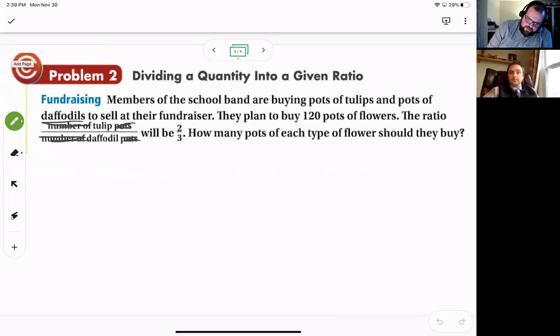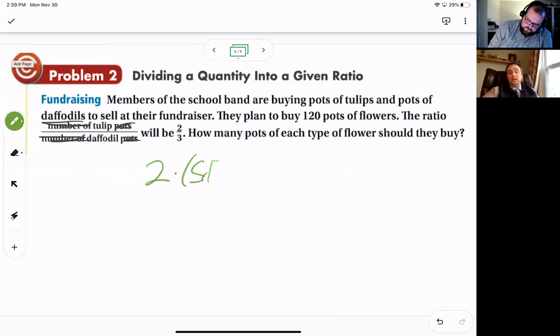I know that whatever this is, it could be 2 pots and 3 pots, or it could be, I don't know, 10 and 15, but it's got to be the same scale factor multiplied by each of these numbers. So the way that I tend to like to write these is 2 times some scale factor. I'm just going to write that as SF.